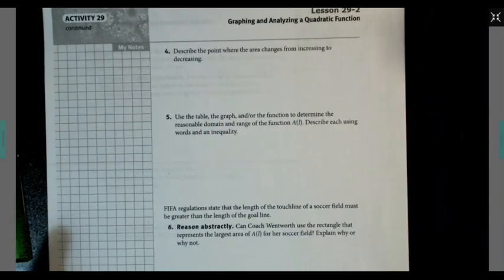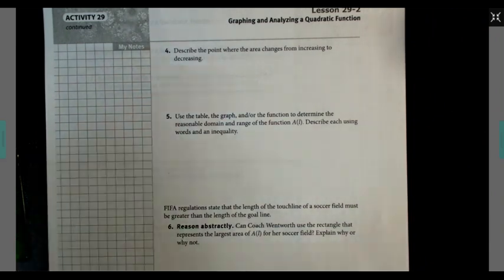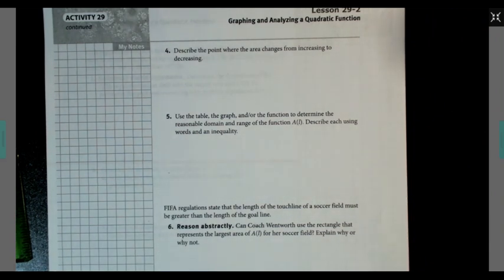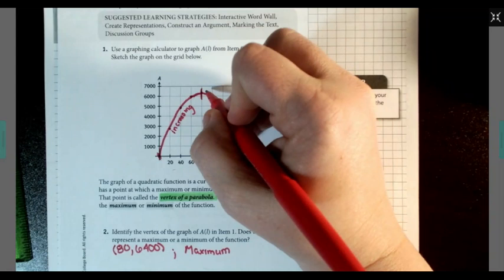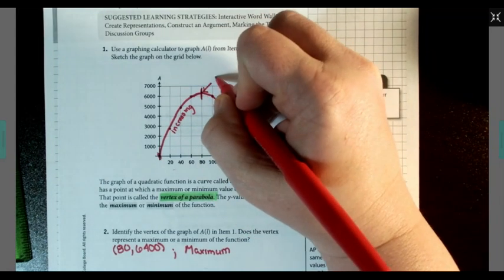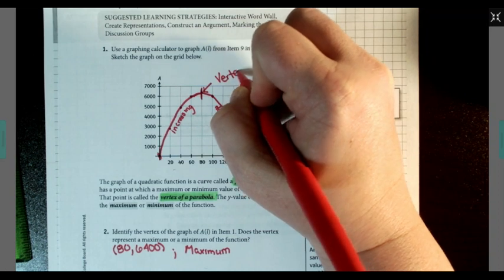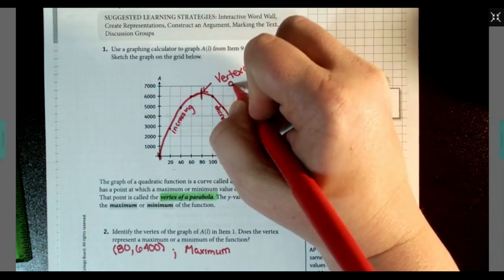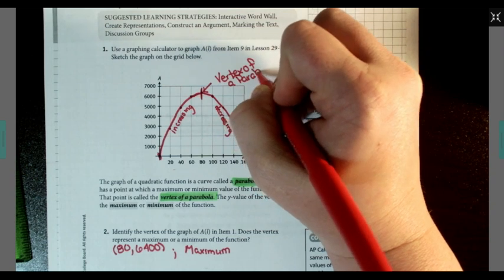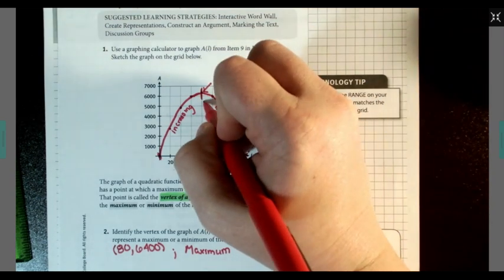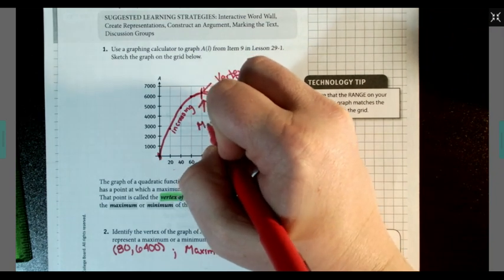Let's take a look at 4. Describe the point where the area changes from increasing to decreasing. What is that point where my area starts to change from increasing to now it's going down? This point right here. What is that point? This is called my vertex of the parabola.